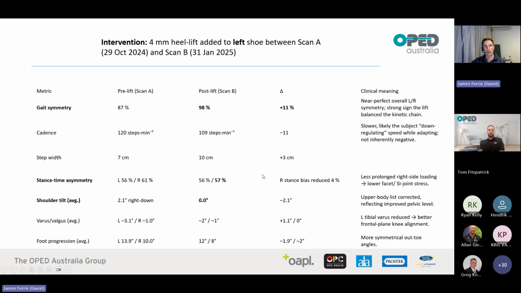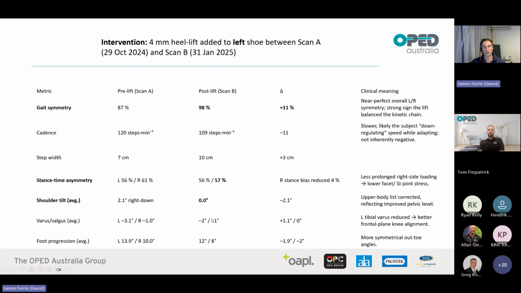We also see a reduction in this bias towards the right side. So the gait symmetry in terms of the stance time has become more normalized. There's now only a 1% difference between the two. And if you have a look here, the shoulders now are symmetrical. So we have 0 degrees in terms of asymmetry. So we've got symmetrical movement between the left and the right shoulder.